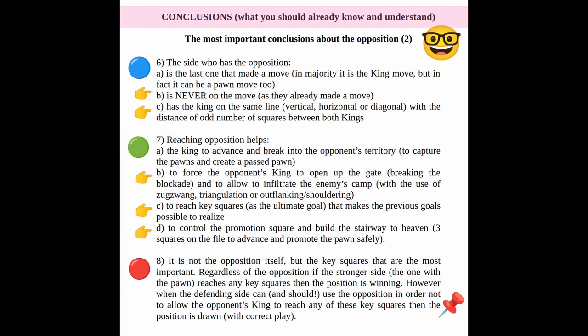And the last one, a little bit more technical, is to control the promotion square and build the stairway to heaven. And stairway to heaven are the 3 squares on the file to advance and promote the pawn safely.